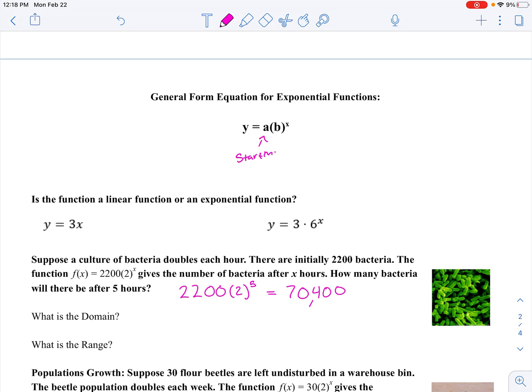Starting value, or you could put initial value. B is going to be my ratio. So how is that changing? If it's doubling, that's where that would go. If it's tripling, you'd put a 3 there. If it's quadrupling, you put a 4 there. If it's getting cut in half every time, it'd be a 1/2 in that. So that's your ratio.